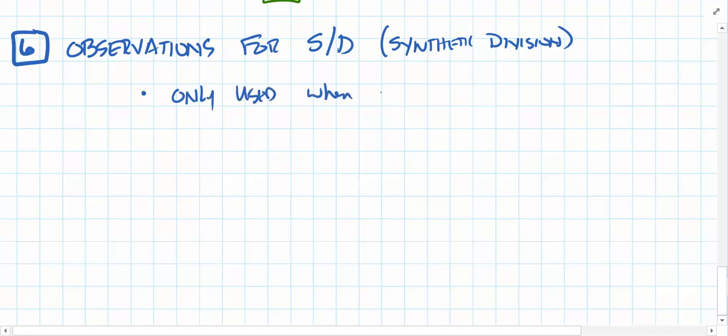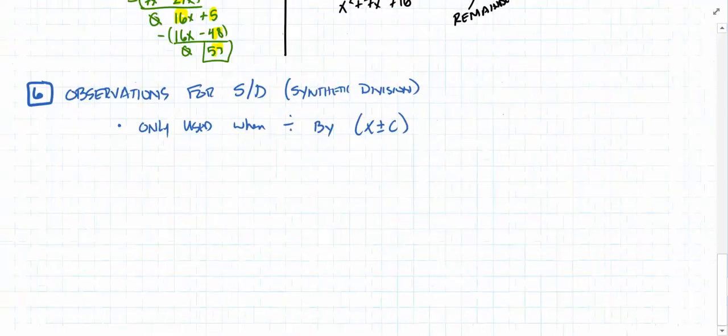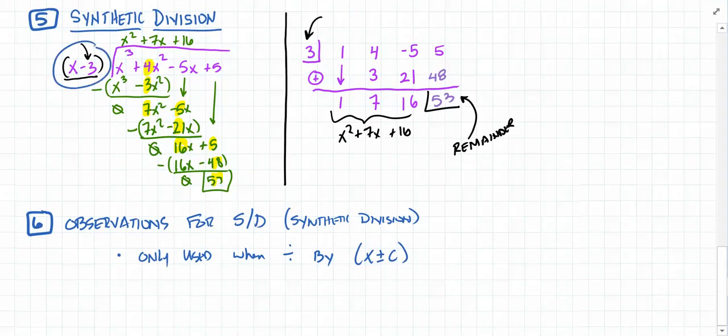Okay, first thing, you should notice that it's only used when you're dividing by the form of x plus or minus some constant c. So you can only use it when you're dividing by some polynomial that is a binomial, so x plus or minus c. In the last example, you can see that this is of that form, x minus 3. So the c in this case would be 3. Does that make sense? Okay.